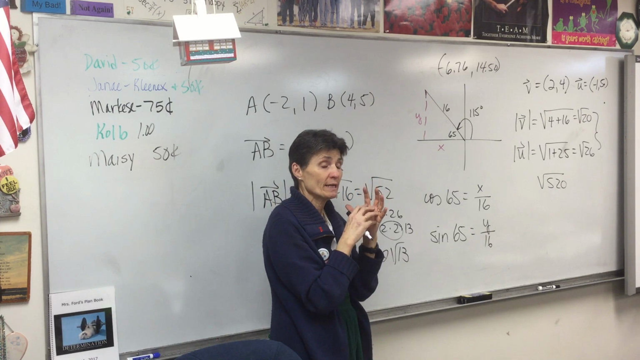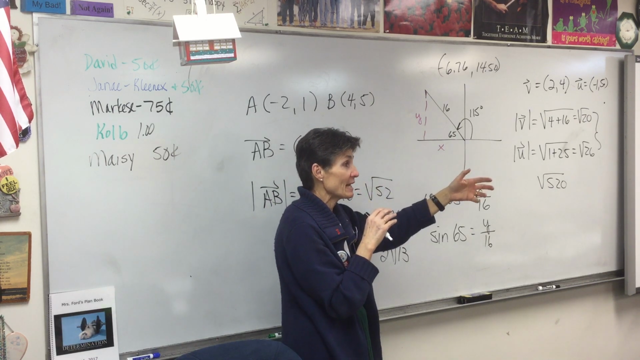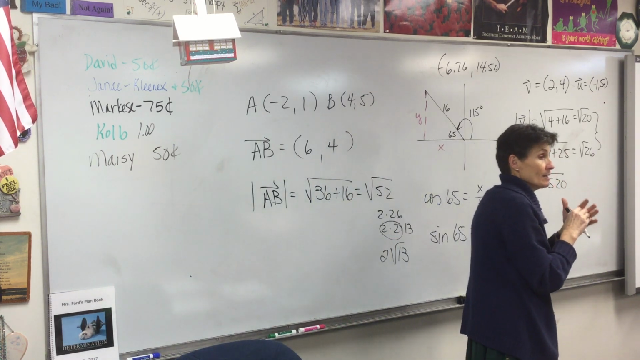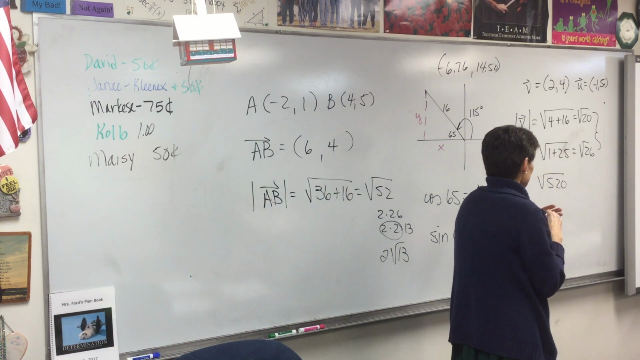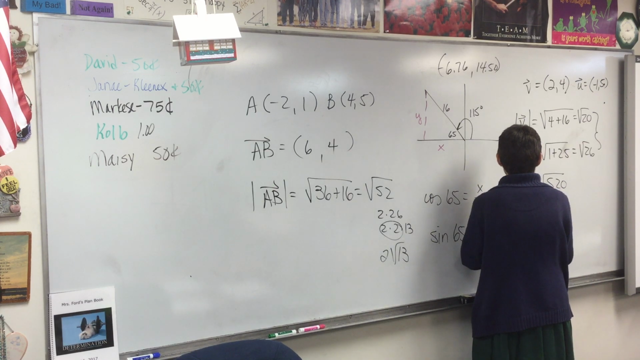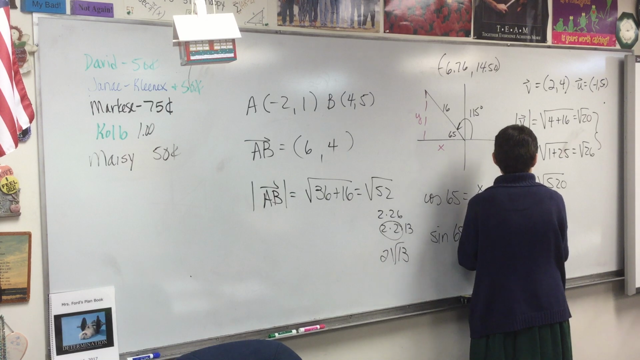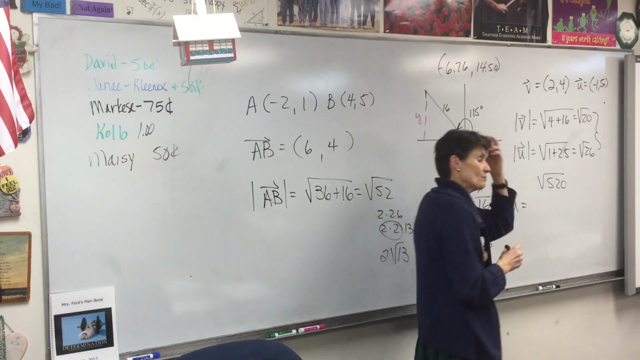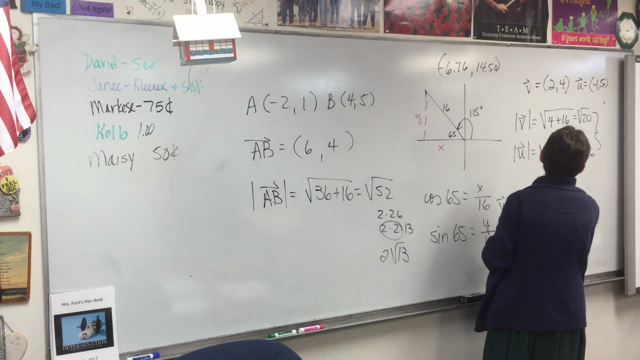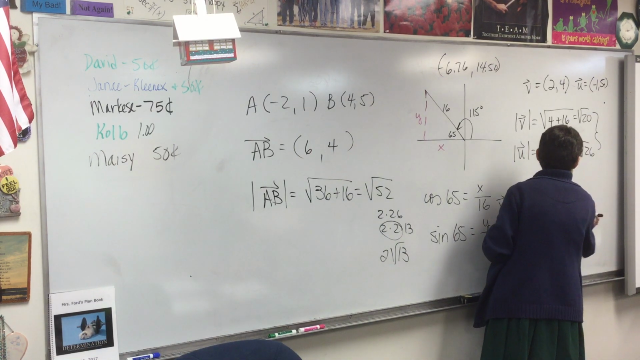Anyway, root 520. What's the other thing that has to be done before we can find the angle? We've got to find the dot product of these two vectors. So the dot product would be negative 2 plus 20, 18.